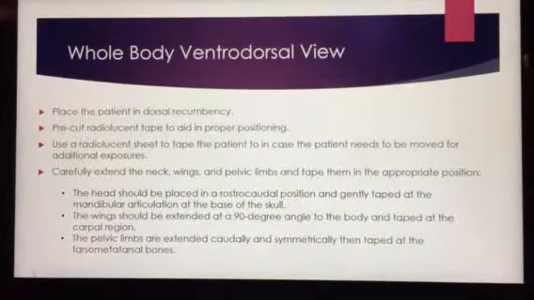For the whole body ventrodorsal view, place the patient in dorsal recumbency. Pre-cut radiolucent tape to aid in proper positioning. Use a radiolucent sheet to tape the patient to in case the patient needs to be moved for additional exposures. Carefully extend the neck, wings, and pelvic limbs and tape them in the appropriate position.